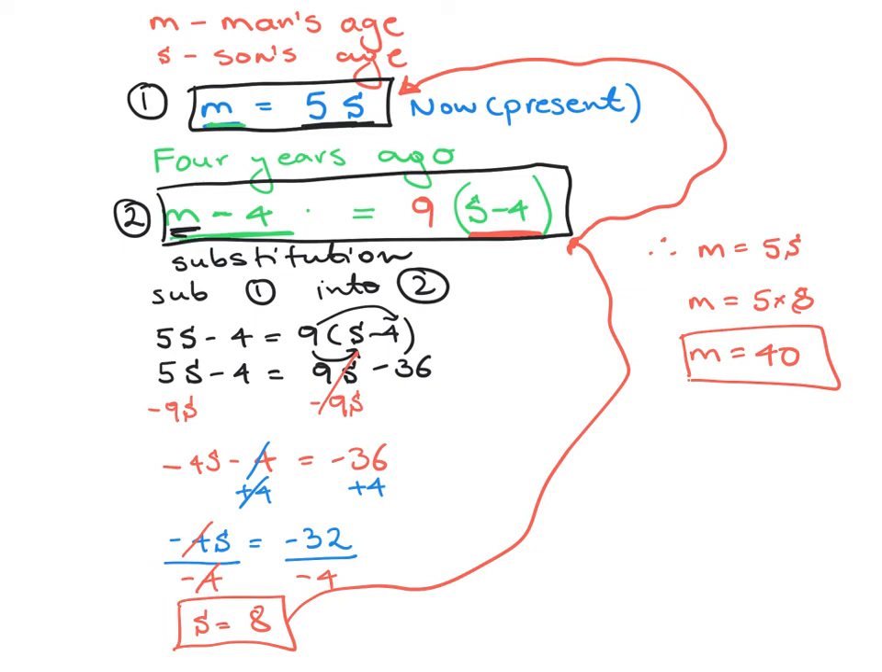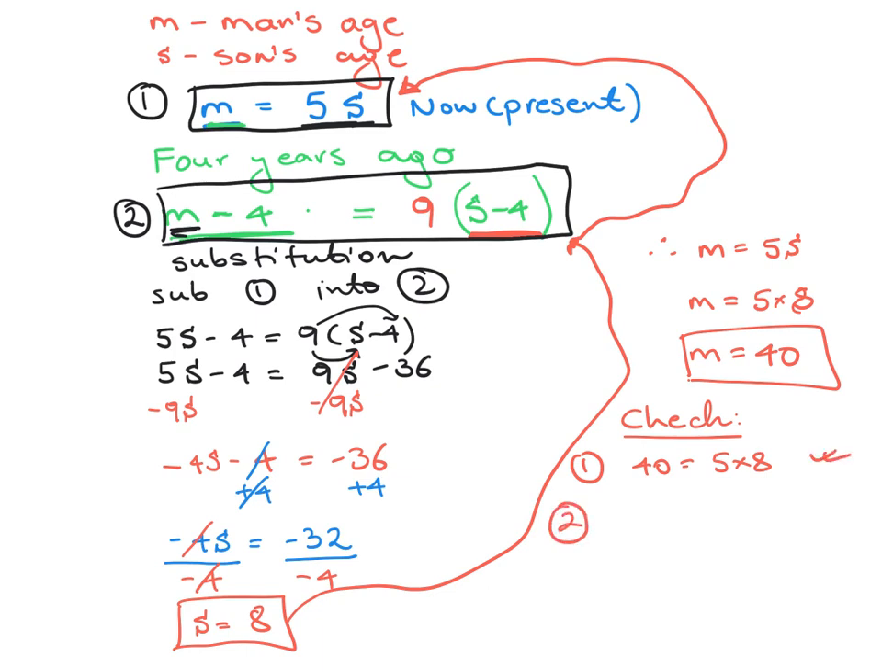Now, if you do want to check if this is correct, you can use the method of checking, which means you just use those values and substitute them in both equations and see if you get the correct answer. Let's have a look at the first one. M is 40, so 5 times 8 is 40, so that's the same.